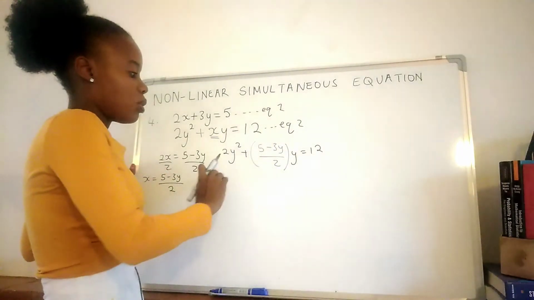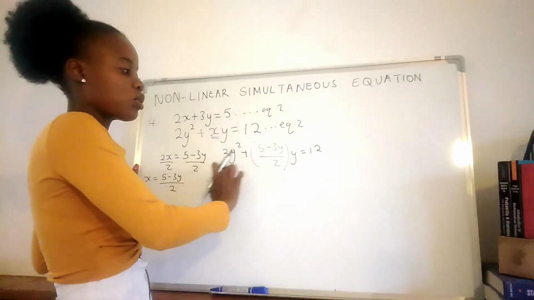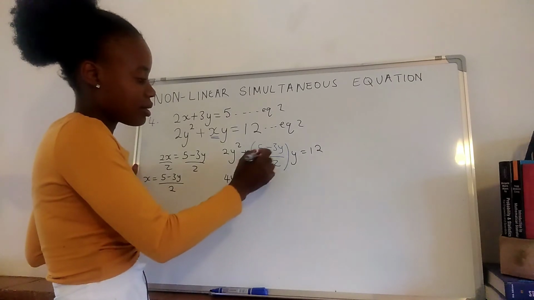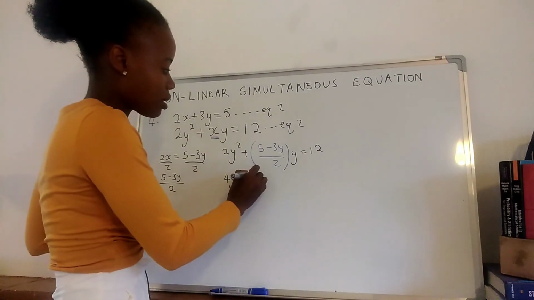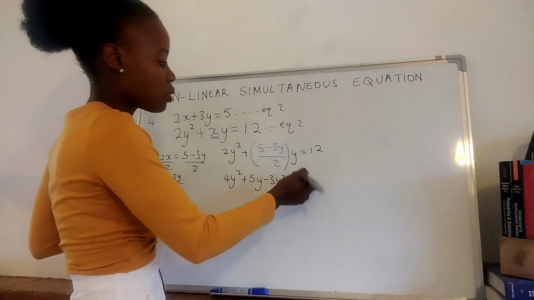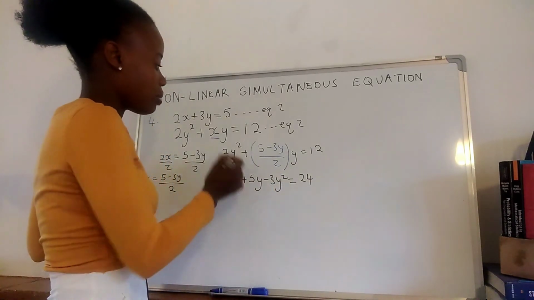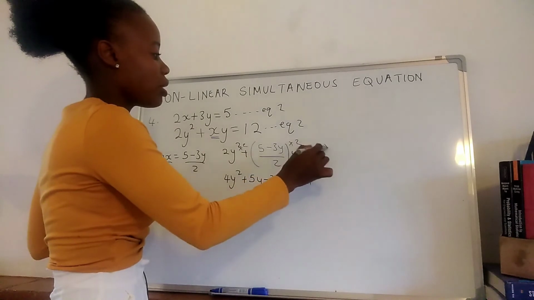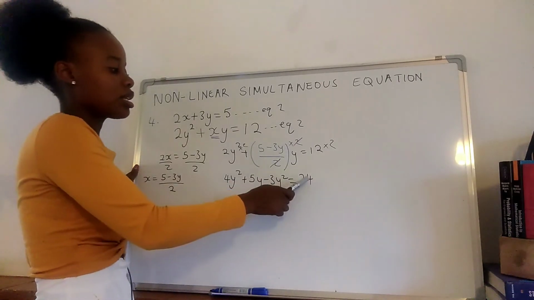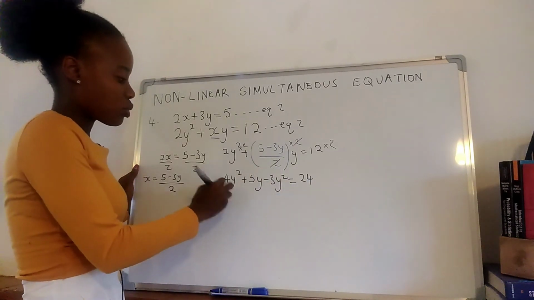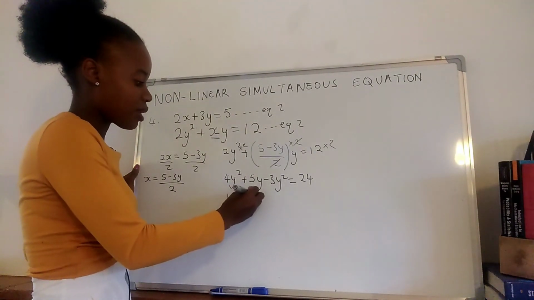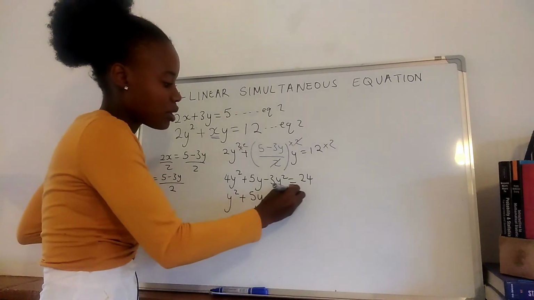Okay? We are going to get rid of this denominator, multiply by 2 everywhere. We're going to have 4y squared plus, and then we remove brackets, plus 5y minus 3y squared equals 12 times 2, 24. Right? Remember, we multiplied by 2 everywhere. This one cancels this one. Then you have something like this. We're going to collect like terms and take 24 this side. So 4y squared minus 3y squared is y squared plus 5y minus 24 equals 0.